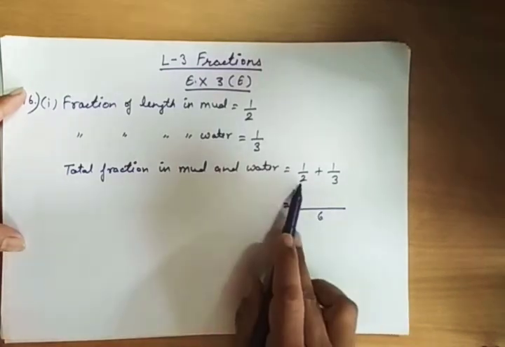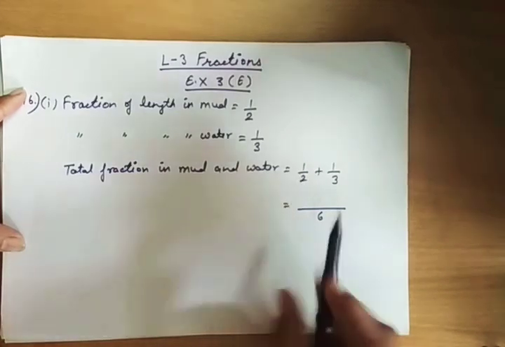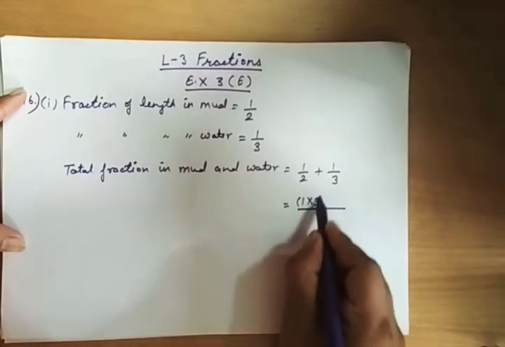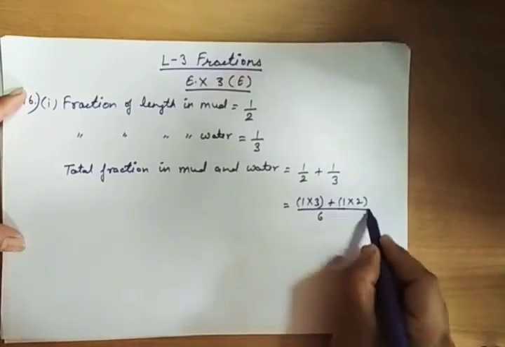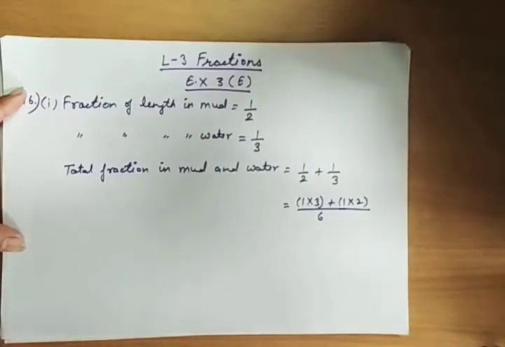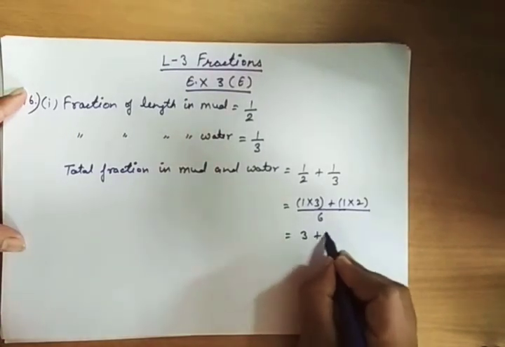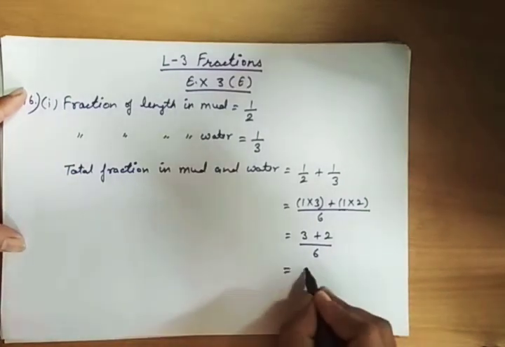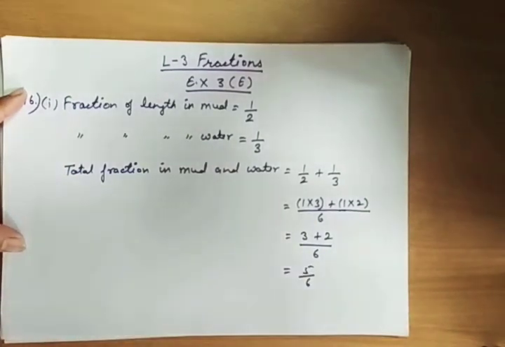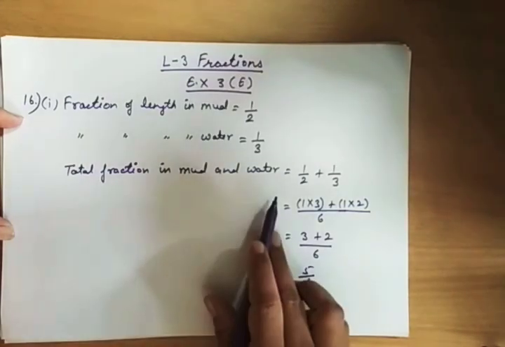Now we will see where in 2's table we will get 6. 2 3s are 6. So multiply 1 also with 3. Then 3 2s are 6. So multiply 1 with 2. This is the method of adding the fractions. So 3 1s are 3 plus 2 1s are 2, 3 plus 2 by 6, and on adding we will get 5 by 6. That means 5/6 of the length of the lamp post is in the mud and water.